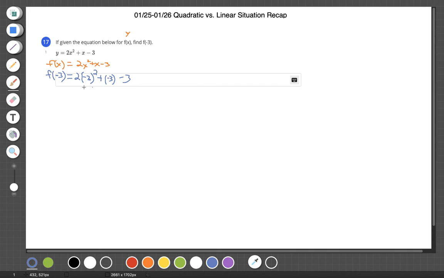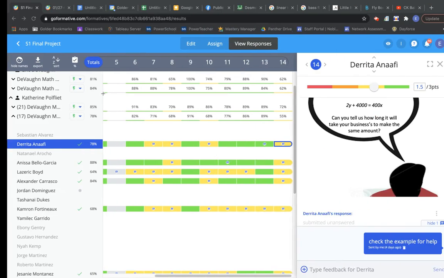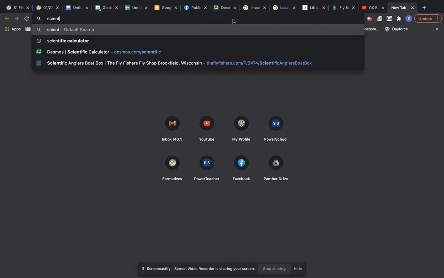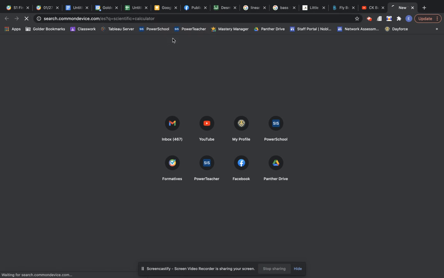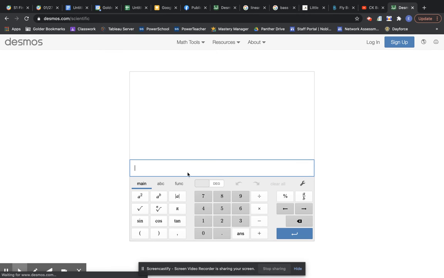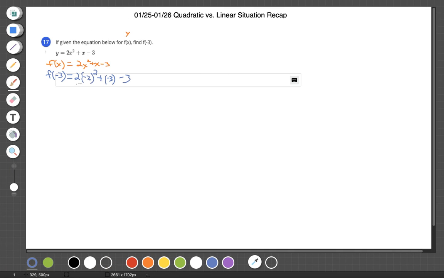If you're ever working on this and you don't have a calculator, what we'll do is, if you just type in scientific calculator into Google, it's the first one. And that brings up the one that we use in class all the time. So we can type this into our calculator just as is.